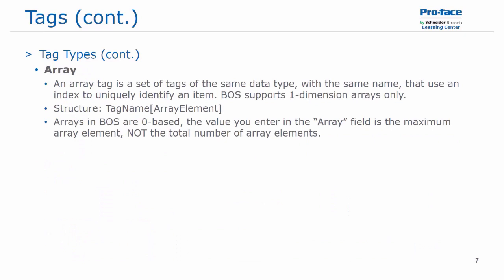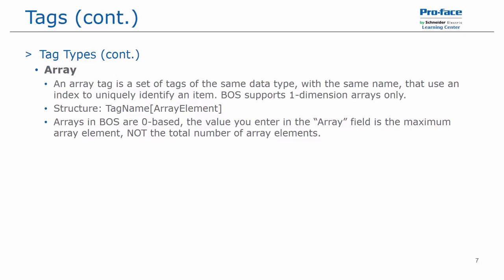A few more additional tag types. Now we get into the special tags, starting with arrays. And if you're not familiar with arrays, they are essentially a set of tags that are all the same data type with the same name that use an index number. Usually it is a static number that uniquely identifies each element of that array. At this time, Blue Open Studio only supports one-dimension arrays. And the structure or syntax would be the tag name, and in brackets would be the array element.